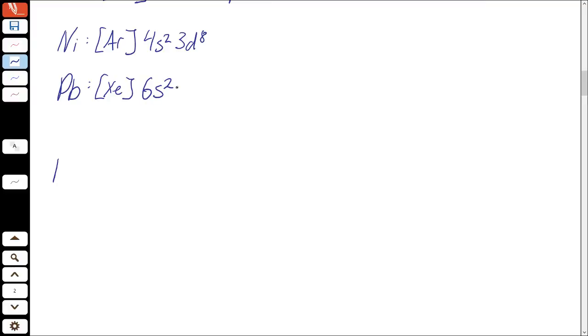Okay, and then we're going to jump down to the F block. So after that 6s, we've got the 4f, and that's going to be all full, so 4f14. Then we're going to jump back up to where the star is there and do the D block. That's the 5d, and that's all full. And then finally, we are going to get to lead, which is the second column of the 6p's. So that's going to be 6p2.